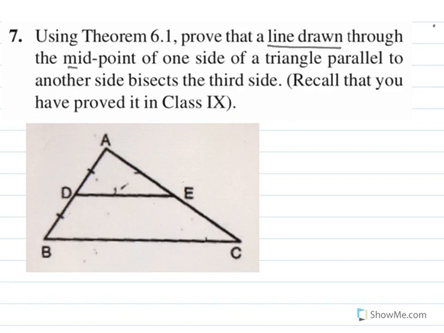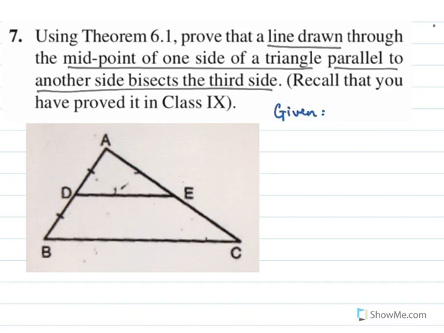Prove that a line drawn through the midpoint of one side of a triangle and parallel to another side bisects the third side. So first we have a triangle, say given a triangle ABC.